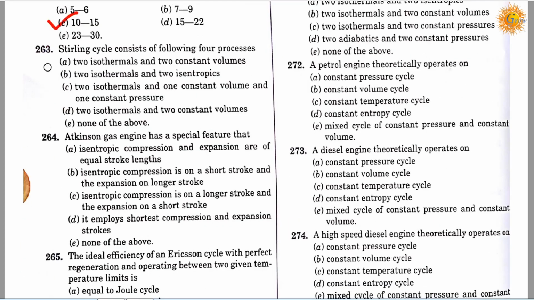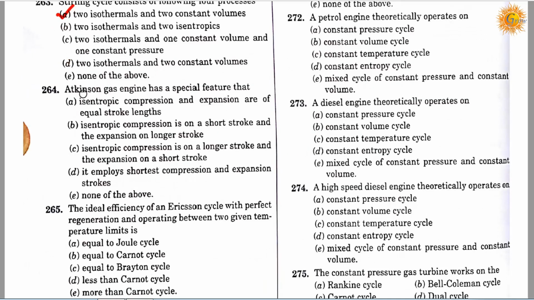Question number 263. Stirling cycle consists of the following four processes: option A, 2 isothermals and 2 constant volumes; option B, 2 isothermals and 2 isentropics; option C, 2 isothermals, 1 constant volume and 1 constant pressure; option D, 2 isothermals and 2 constant pressures; option E, none of the above. Correct answer is A, 2 isothermals and 2 constant volumes.